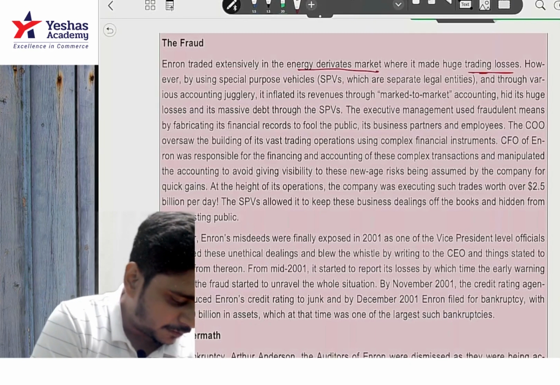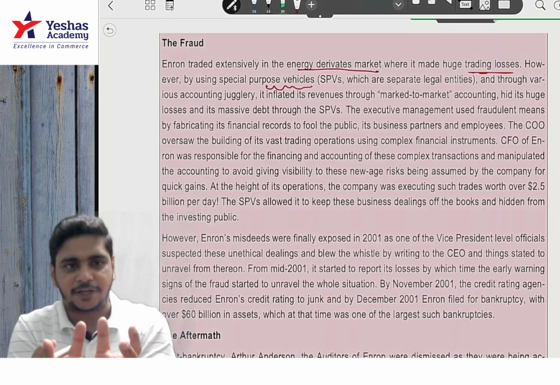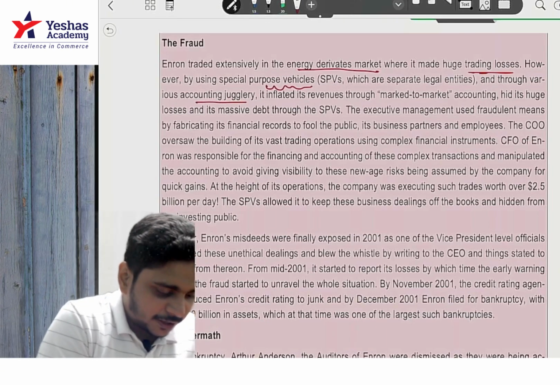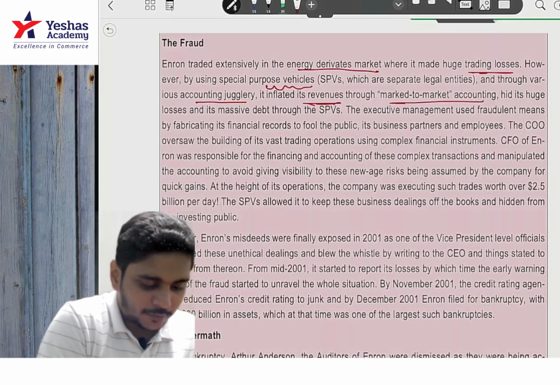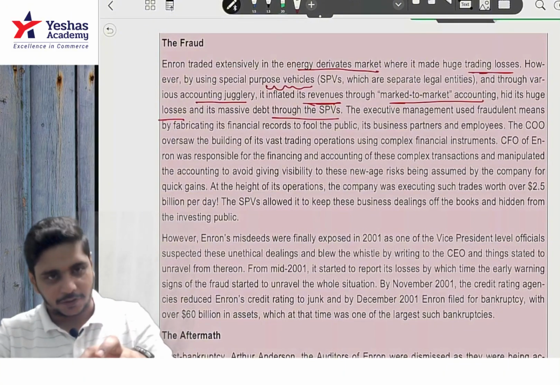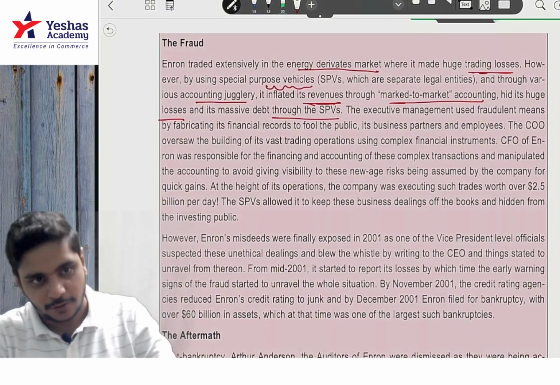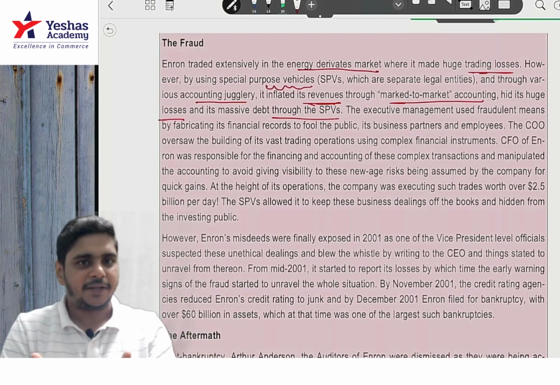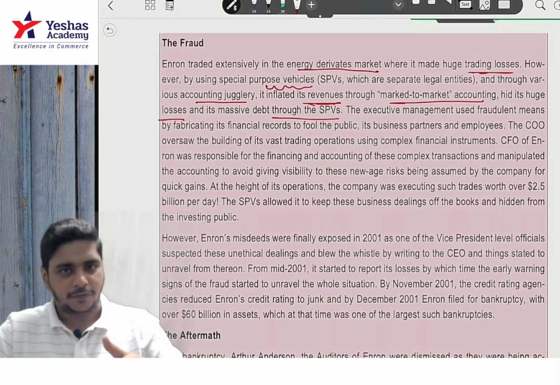However, by using SPVs, special purpose vehicles, they created separate entities, bogus companies. Through various accounting jugglery, it inflated the revenues through M2M accounting, and hid its huge losses and massive debt through SPVs. So there were losses, and there was a lot of debt also, but their accounts were what? Double entry. They passed double entries and hid their loss.